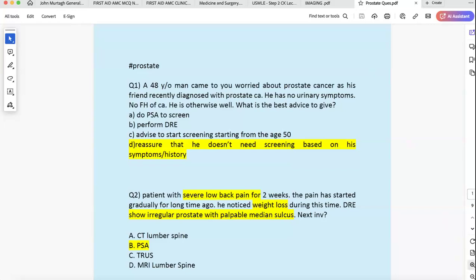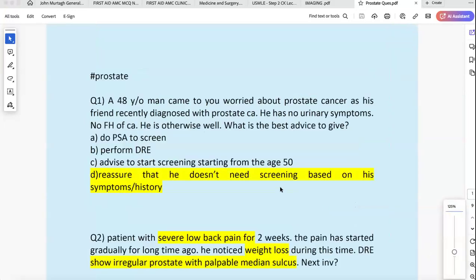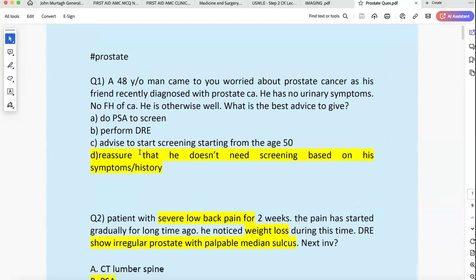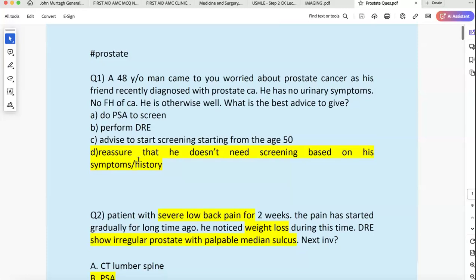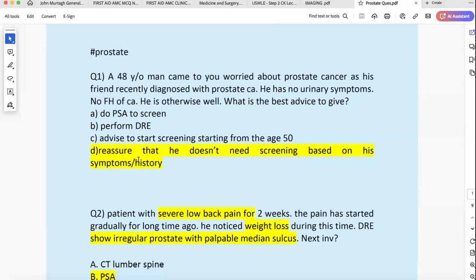Let's do a few cases or questions. It will make a lot of sense. So a 48-year-old man came to you worried about prostate cancer as his friend was recently diagnosed with prostate cancer. He has no urinary symptoms, no family history of cancer. He is otherwise well. What is the best advice? So he's an average risk patient. Will you do a screening for this? No. He doesn't even fulfill the criteria. He's not even 50. So you'll say that you don't need a screening based on the symptoms and history. Okay?